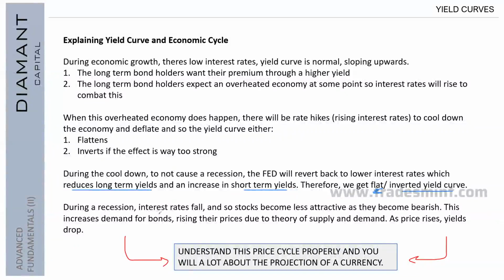Now, during a recession, interest rates fall, and stocks become less attractive as they become bearish. So you can understand during a recession, stocks aren't going to be as promising as they were when the economy is moving as it should, or growing. So this increases the demand for bonds, raising their prices due to the theory of supply and demand. This is quite simple. The more people that are buying, there's an increased demand for the bonds, more people are paying for them. Therefore, there's less available. And of course, their prices increase. So as prices increase, yields drop. And that's exactly what you get.